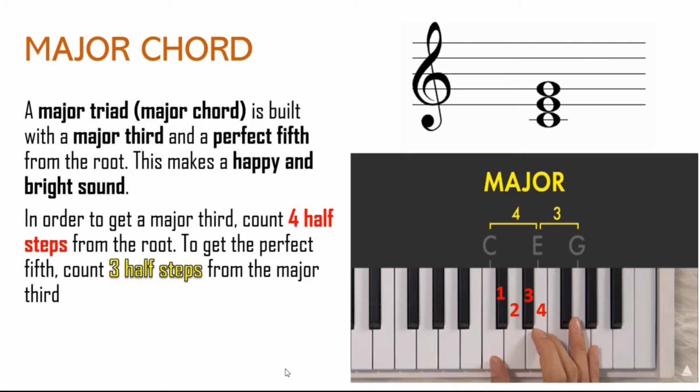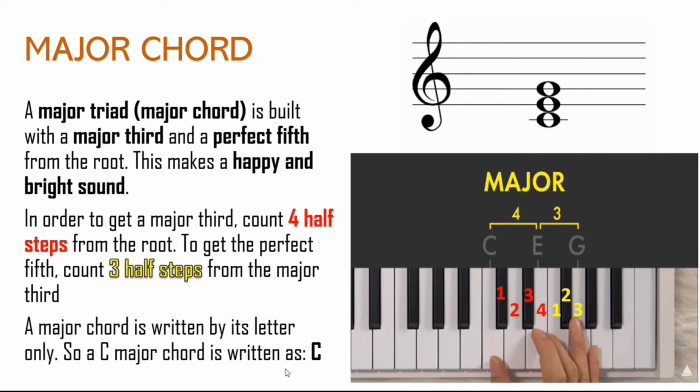To get the perfect fifth, count 3 half steps from the major third. So from E, we start counting in F. 1, 2, and 3. Our perfect fifth is a G. So the notes in a C major chord are C, E, and G. A major chord is written by its letter only. So a C major chord is written as C.